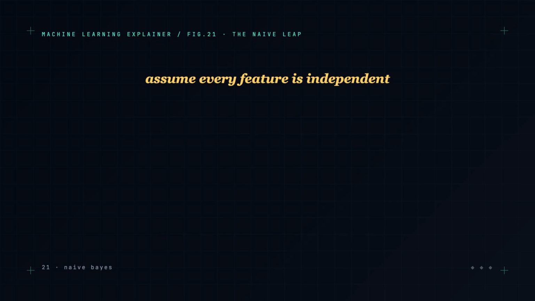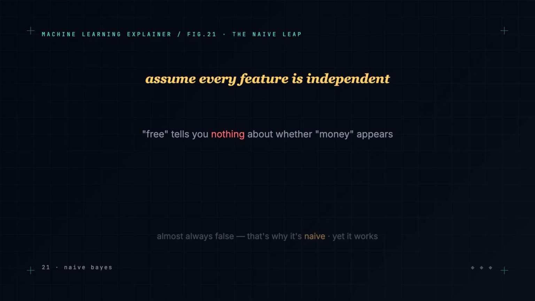Here's the bold leap. To make the math easy, naive Bayes assumes every feature is independent of the others, that the word free tells you nothing about whether money also appears. This is almost always false. Words clearly travel together. That's why it's called naive. And yet, the model works remarkably well anyway.